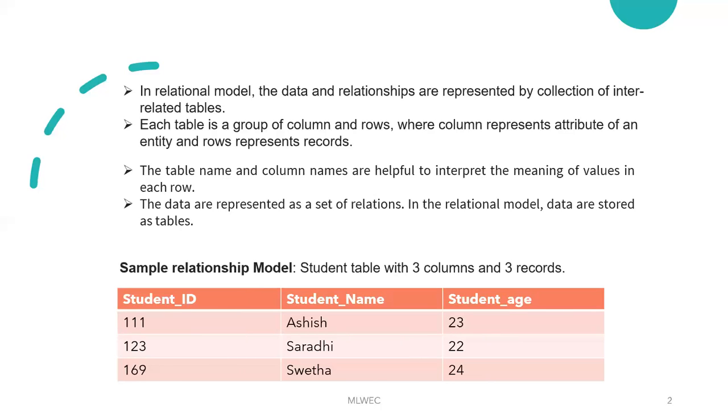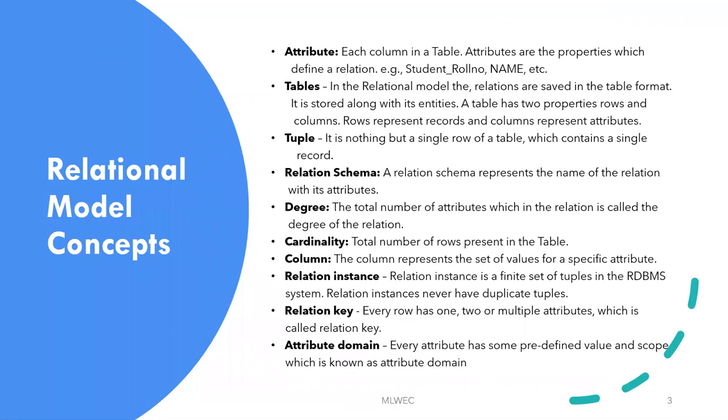Every piece of data in the relational model is represented in the form of a table. Now we want to discuss some relational model concepts: tables, tuple, schema, degree, cardinality, column, relation instance, relation key, attribute, and domain. Attribute: we know it is a property or characteristic of an entity. For example, from the student entity, student roll number, student name or student phone number are all examples of attributes.